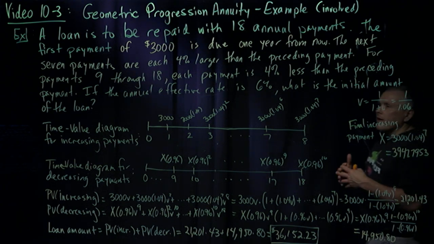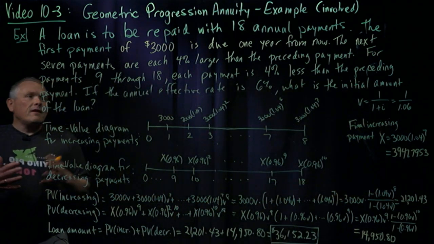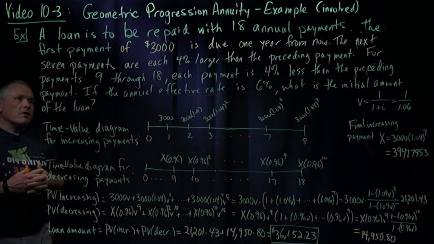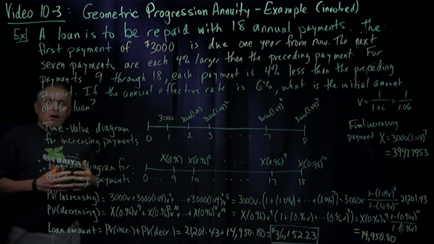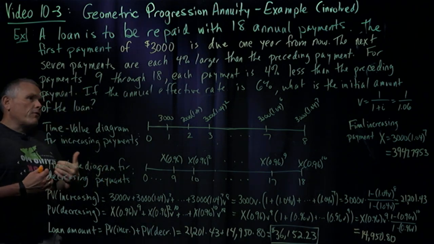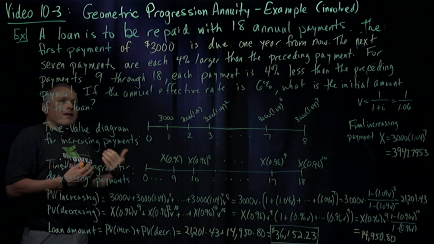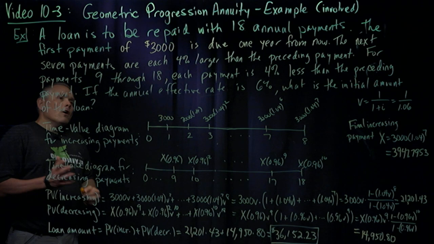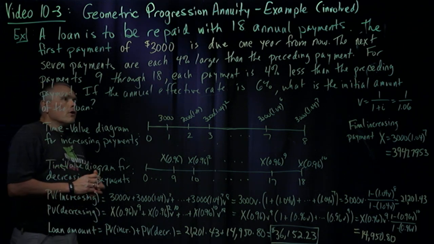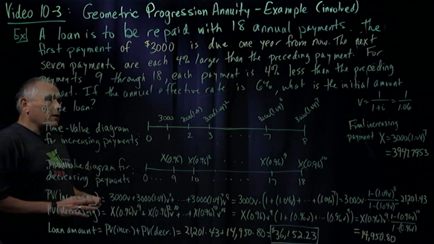Okay, so we've got a loan here that's going to be repaid in kind of an interesting fashion. We have 18 annual payments. The first one starts off kind of mundane. We've got $3,000 that's due 1 year from now. However, past that, for the next 7, we're going to increase the payments by 4% over the preceding payment. However, once we get past 8, going from 9 to 18, we're going to decrease the payment by 4% over the previous one. So if the annual effective rate is 6%, what's the initial amount of the loan?